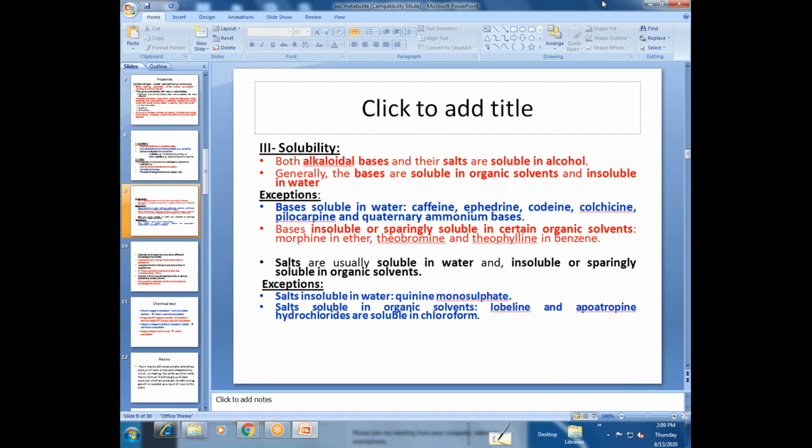Both alkaloidal bases and their salts are soluble in alcohol. Generally, the bases are soluble in organic solvent and insoluble in water.